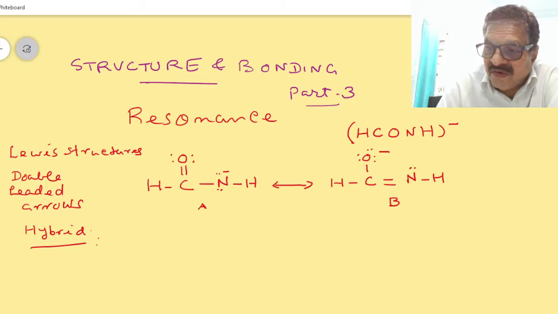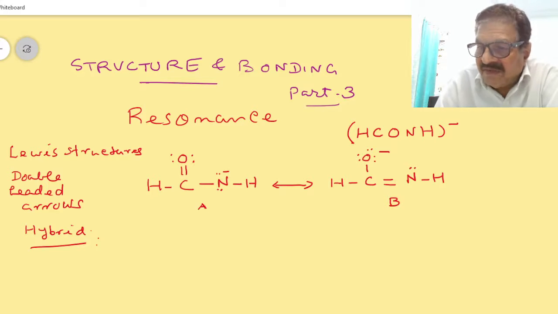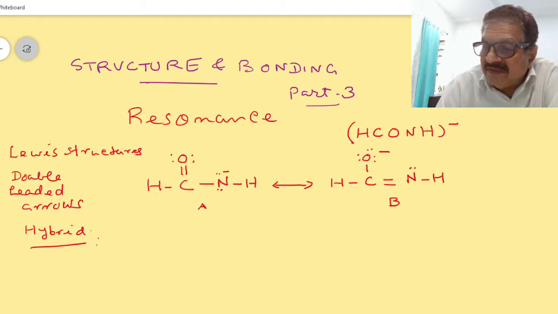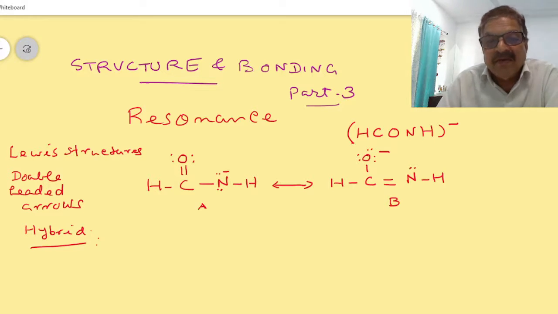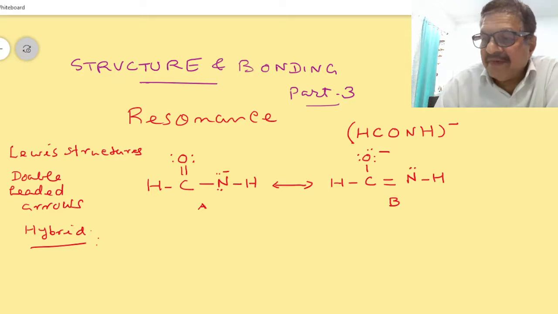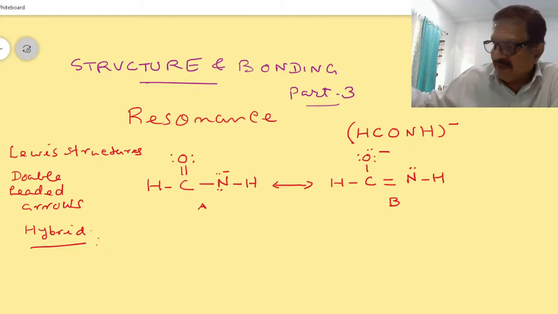Resonance structures are not in equilibrium. That is, these structures do not move backward and forward as in an equilibrium reaction. Therefore, there is no equilibrium. They are not in equilibrium with each other. There is no movement of electrons from one form to another form here. That is another point.